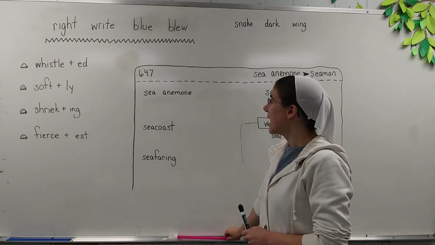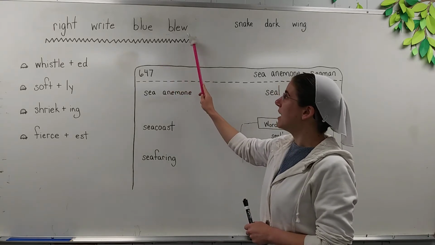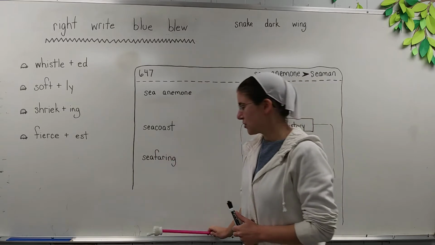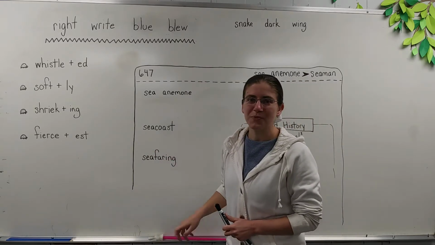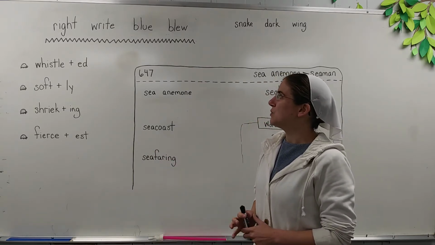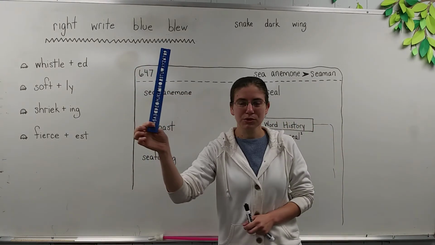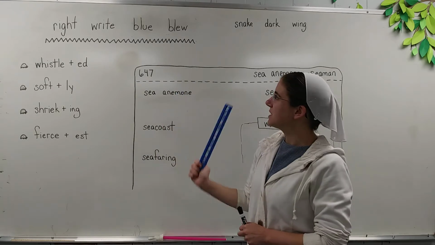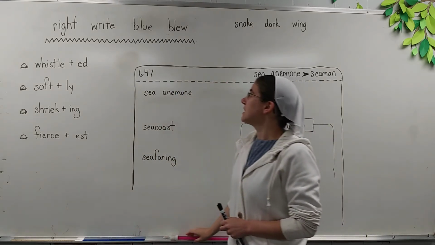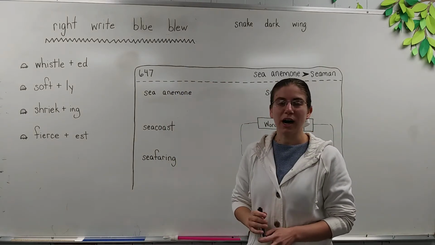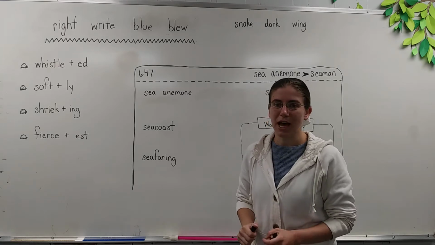All right, and then we have B-L-U-E and B-L-E-W. Both say blue. So B-L-U-E is the color blue. I have a blue ruler. And B-L-E-W is blue. I blew out my candles at my birthday party.